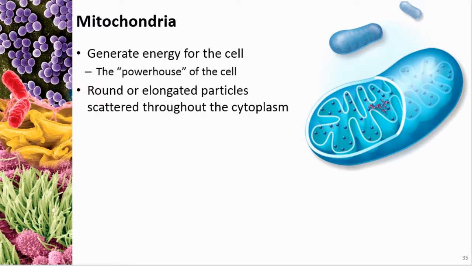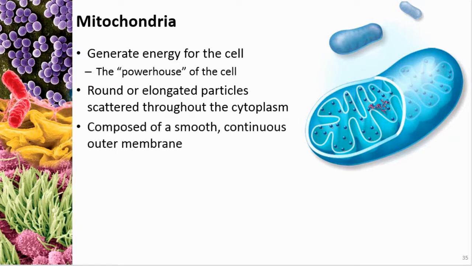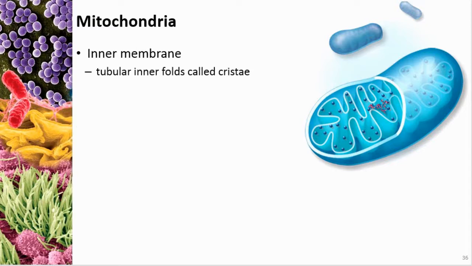So these organelles are round or elongated. We generally draw them as elongated organelles scattered throughout the cytoplasm. We're looking at 3 of them right here. They're composed of a smooth, continuous outer membrane, and the inner membrane is all folded up into these things we call cristae. That's plural for crista. The reason they're all folded up is because the inner membrane is bigger than the outer membrane, so it would be like stuffing a large balloon inside of a small balloon. Of course, it's going to have to be all wadded up and folded up, right?